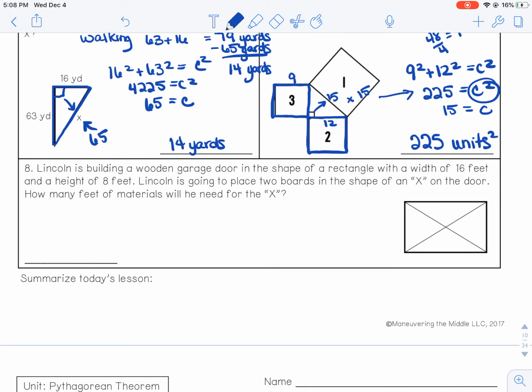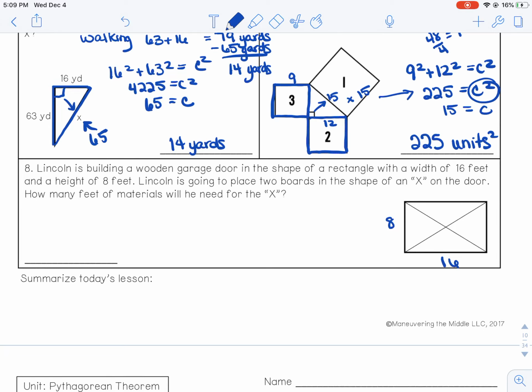Okay, all right, last question. Lincoln is building a wooden garage door in the shape of a rectangle. So we know rectangles have 90 degrees. It has a width of 16 feet and a height of 8 feet. He's going to place 2 wooden boards in the shape of an X on the door. How many feet of materials will he need?